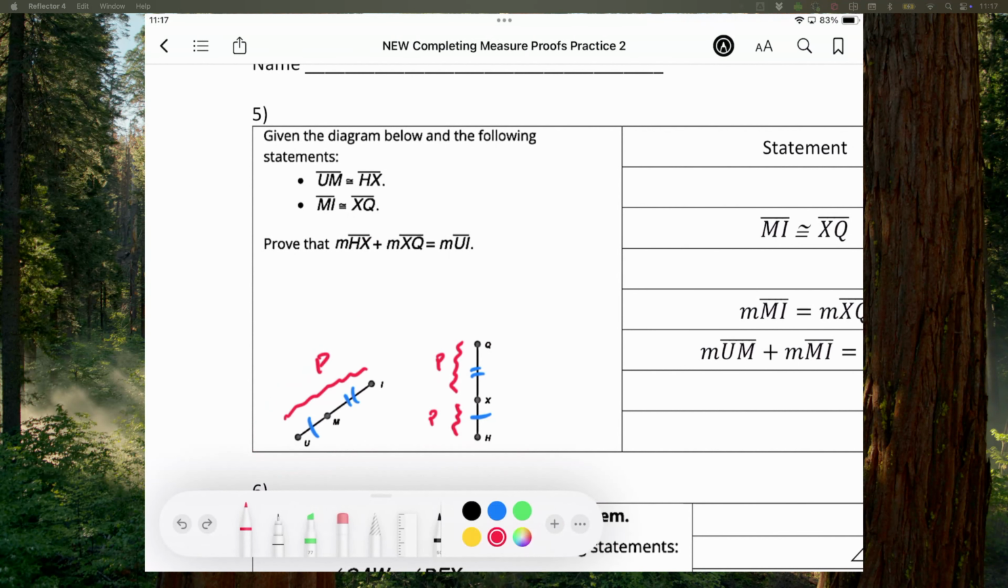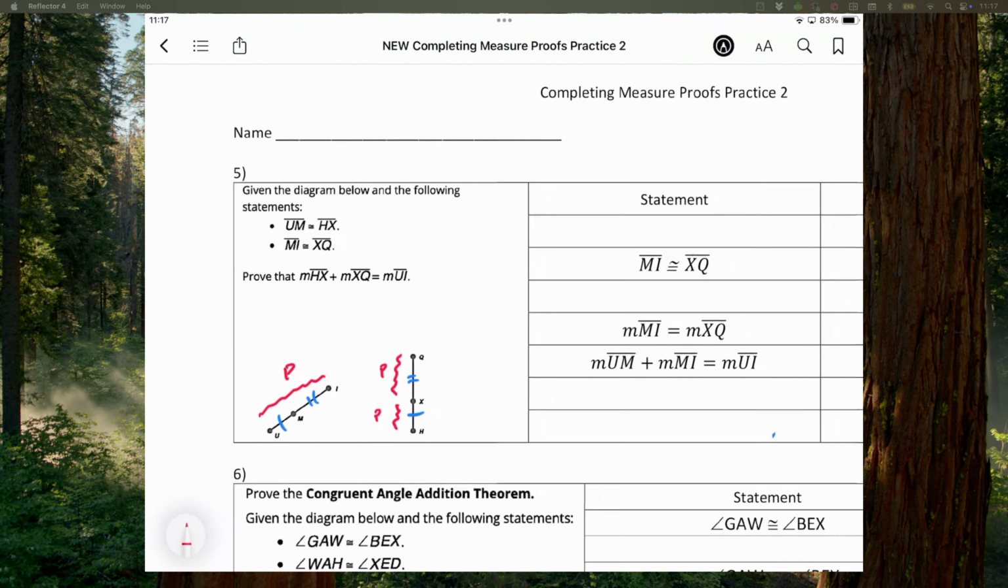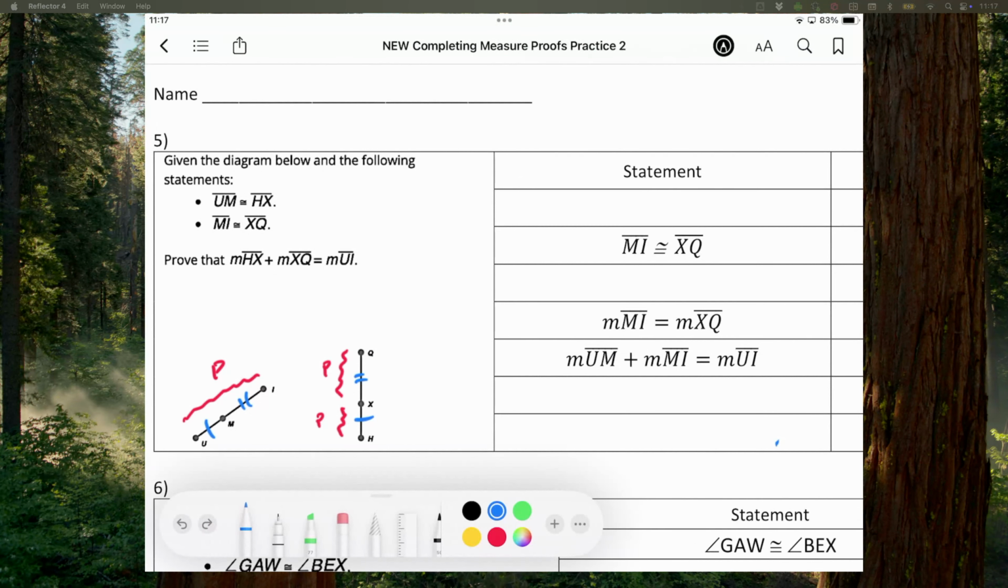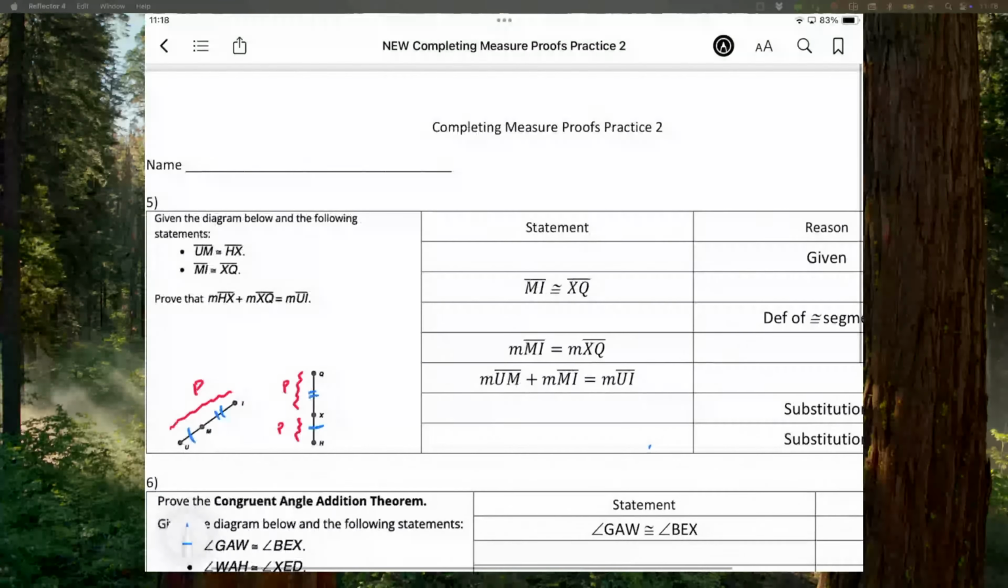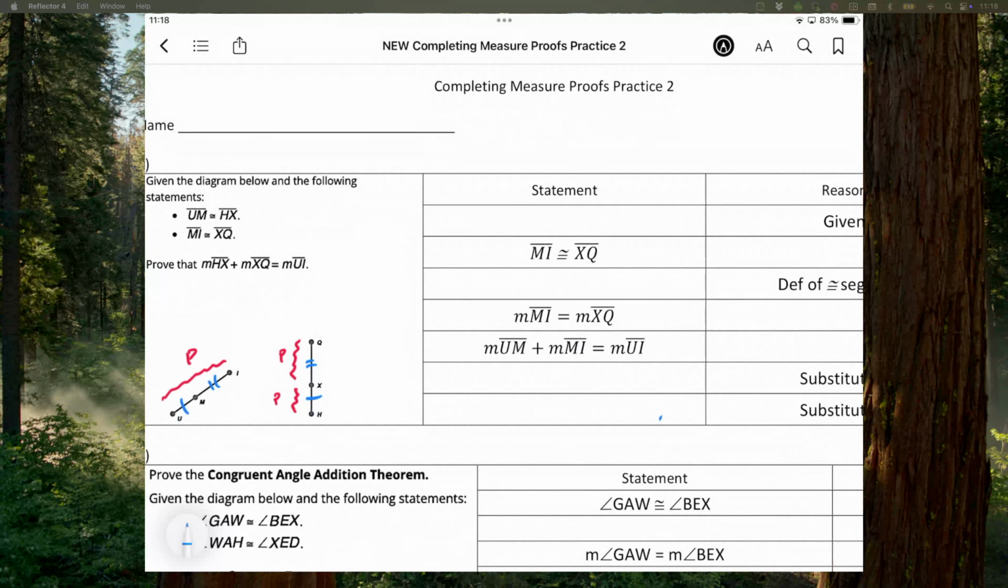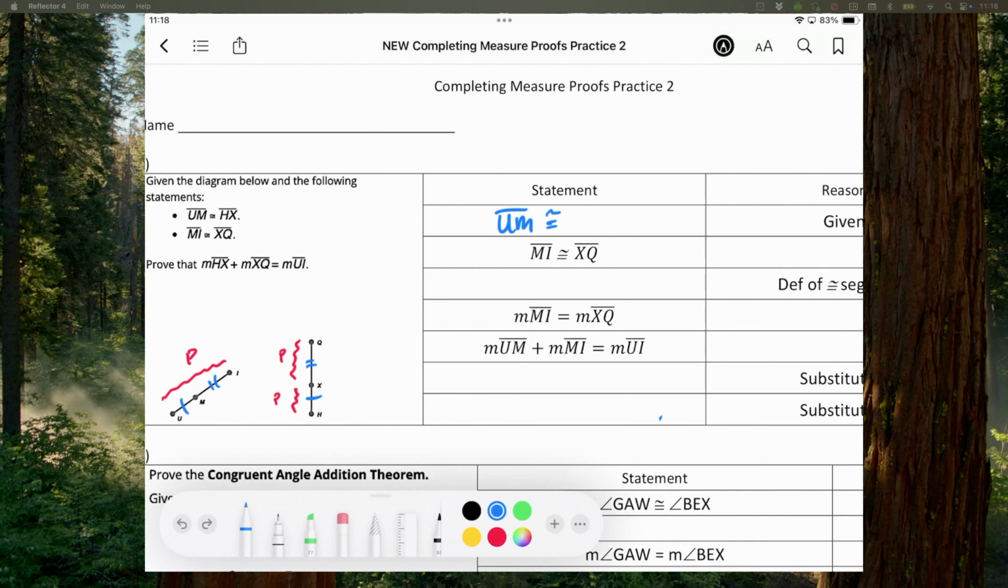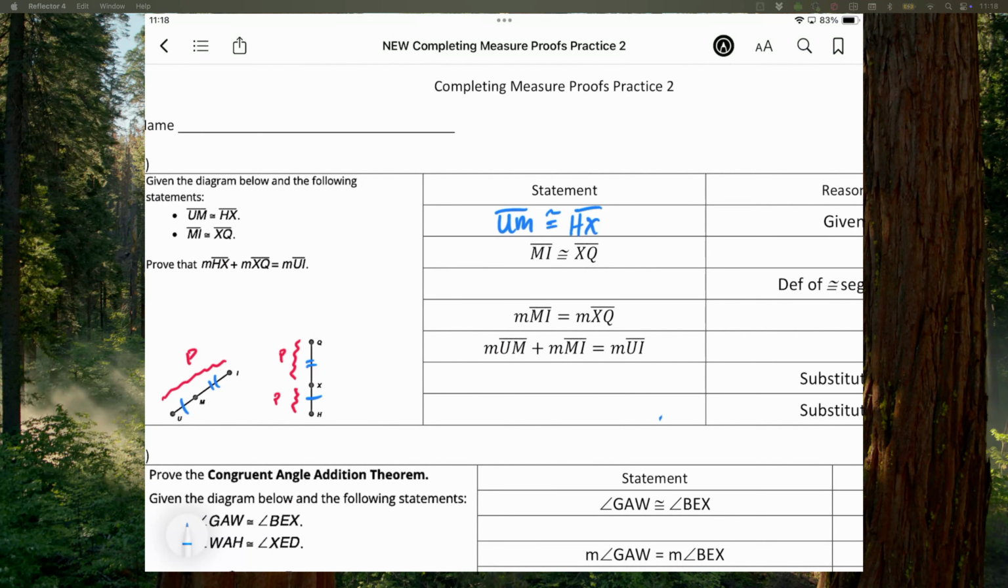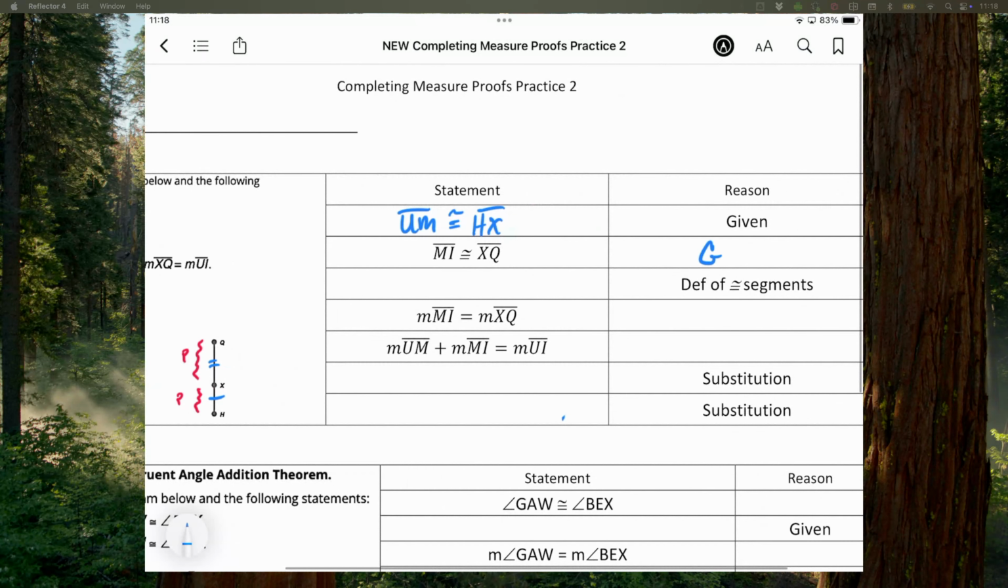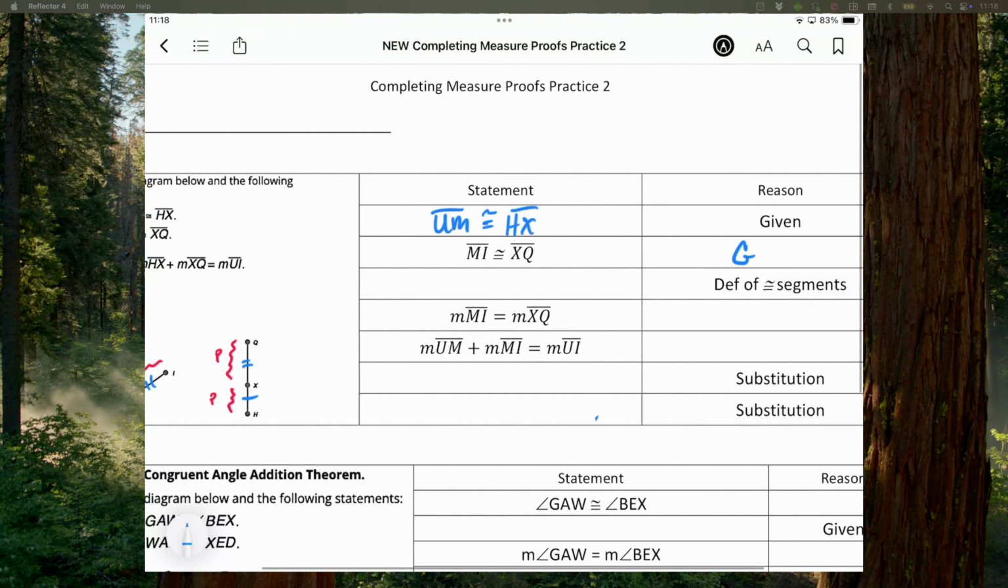What we're going to do to prove it is to substitute one of them in, substitute both of them in for the other ones in the equation to show that they add up to be the same. So UM is congruent to HX is given, so is this one. Measures are the same because of definition of congruent segments, so the measure of UM is equal to the measure of HX.